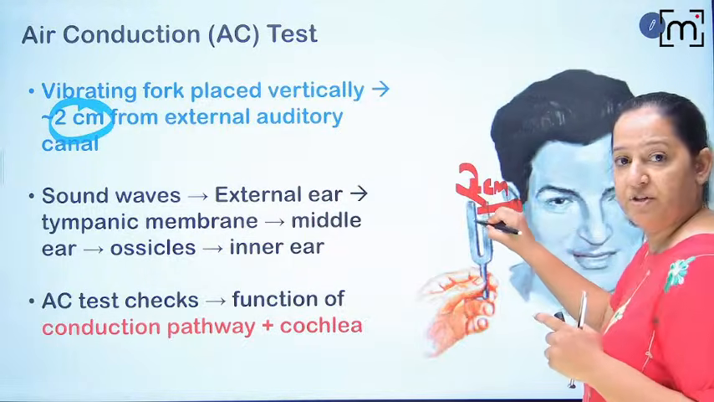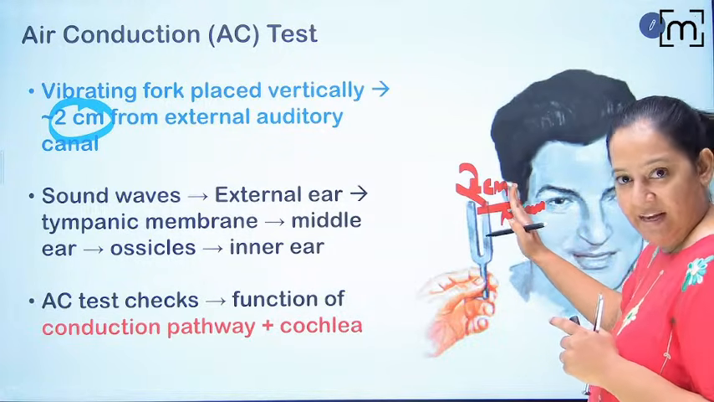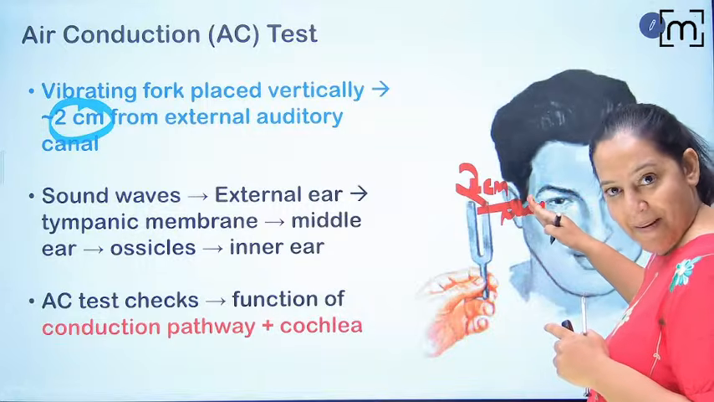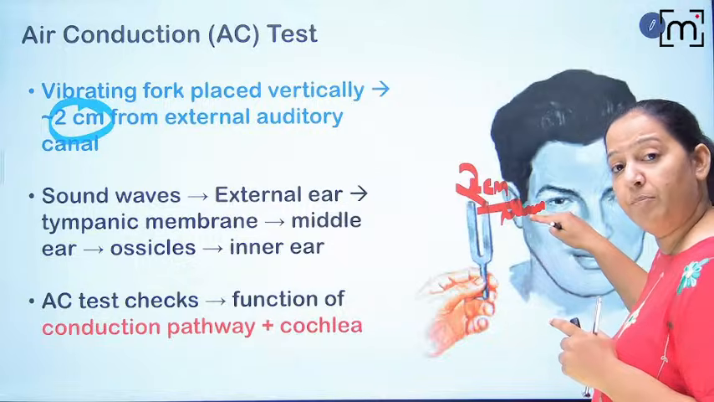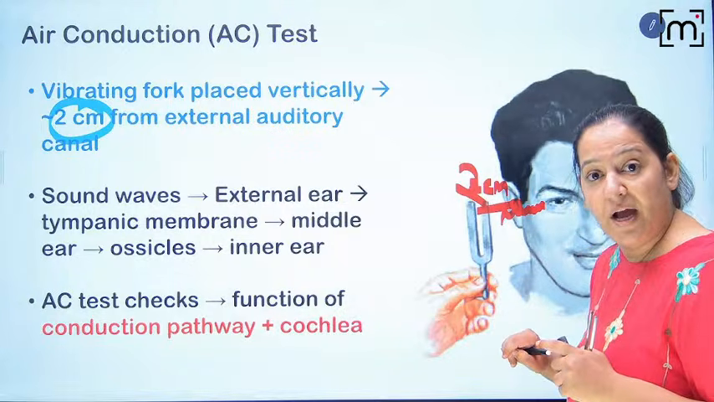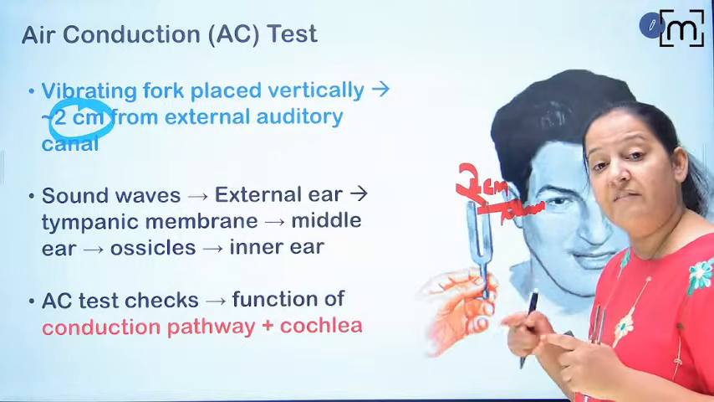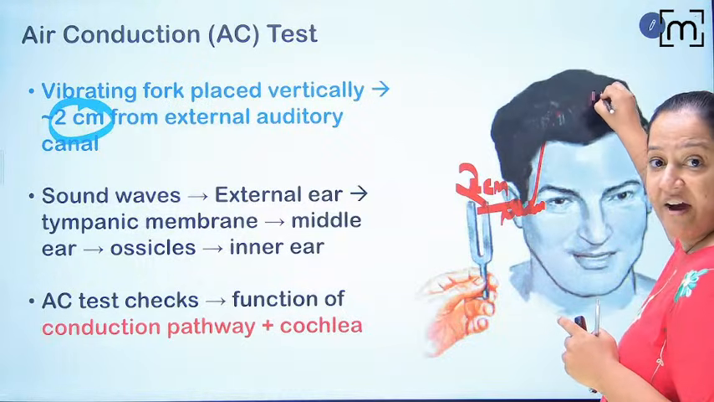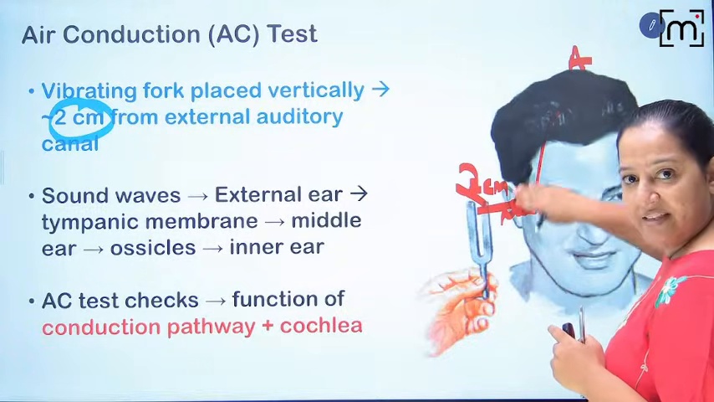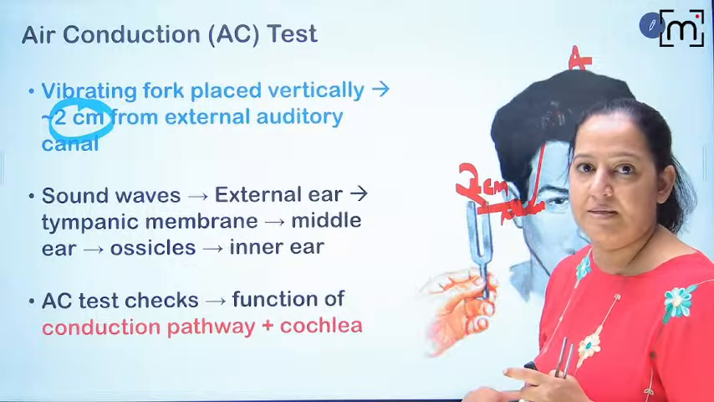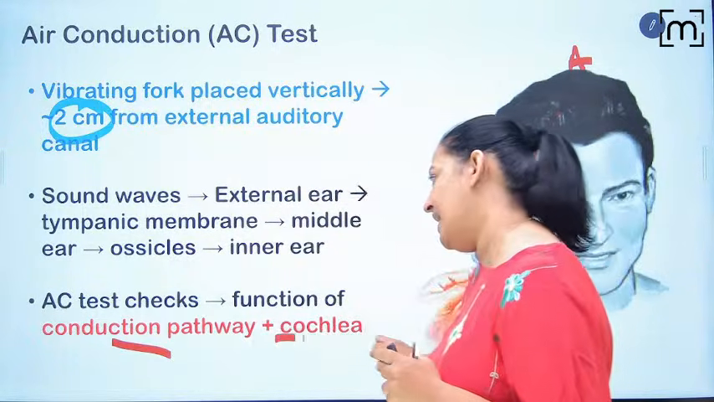The sound vibrations will go from here, and you know the complete pathway. Can we revise it? Pinna, EAC, tympanic membrane, then ossicles, MIS. From the stapes footplate, it will go to the inner ear: scala vestibuli, scala tympani, basilar membrane, organ of Corti, hair cell. Remember? From the hair cell, it goes to the E. coli ma, the auditory area in the brain. So this complete thing is happening and the person can hear the vibration. So basically it is testing the conductive pathway as well as the cochlear pathway.